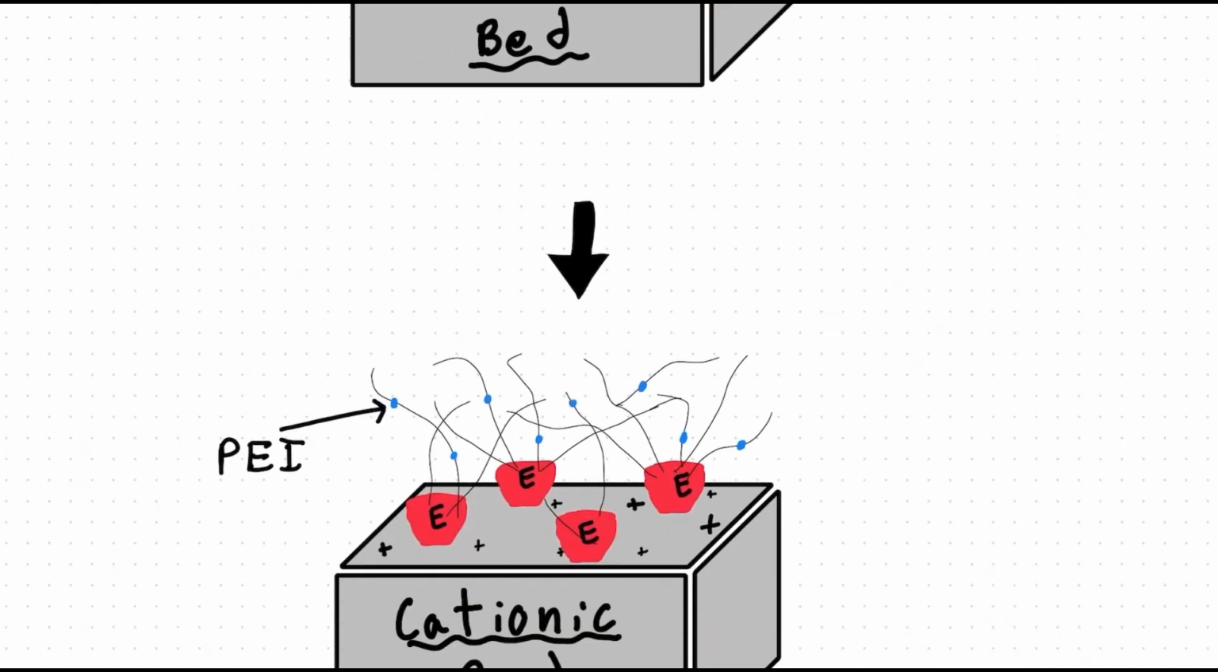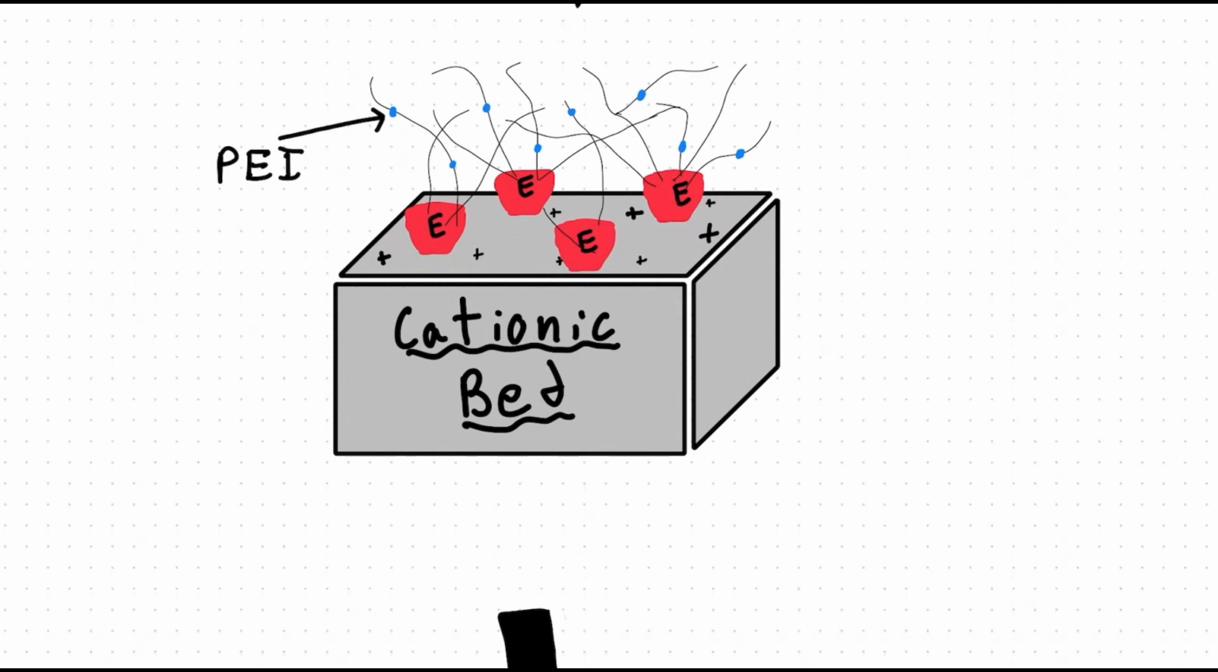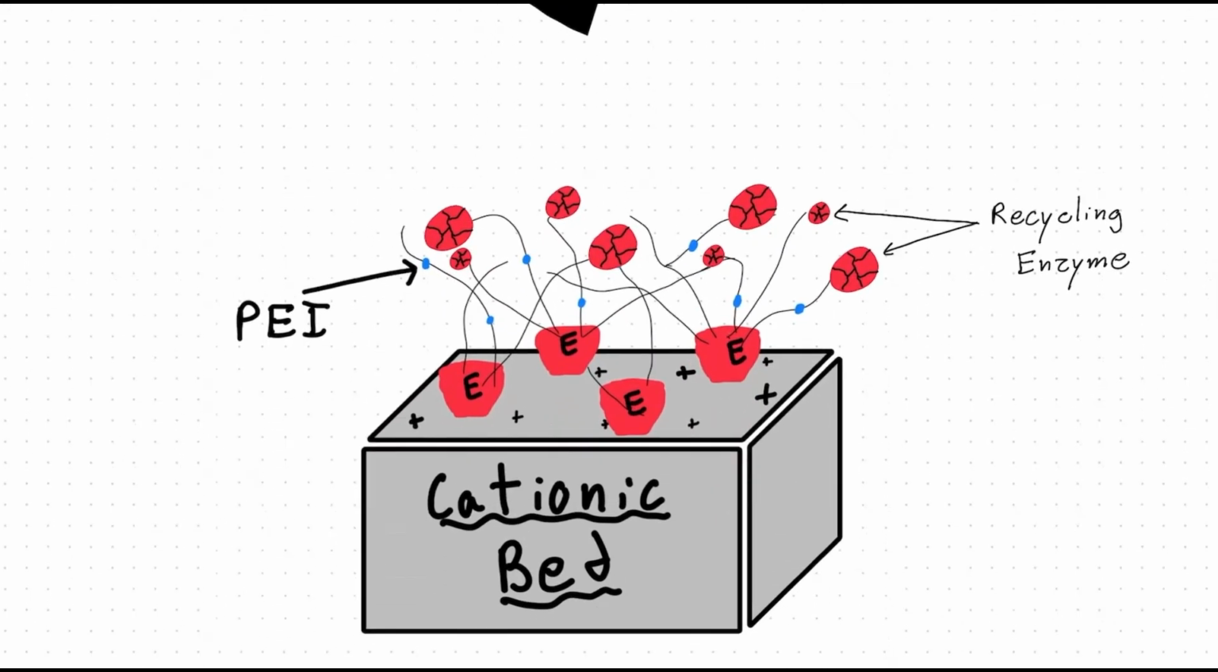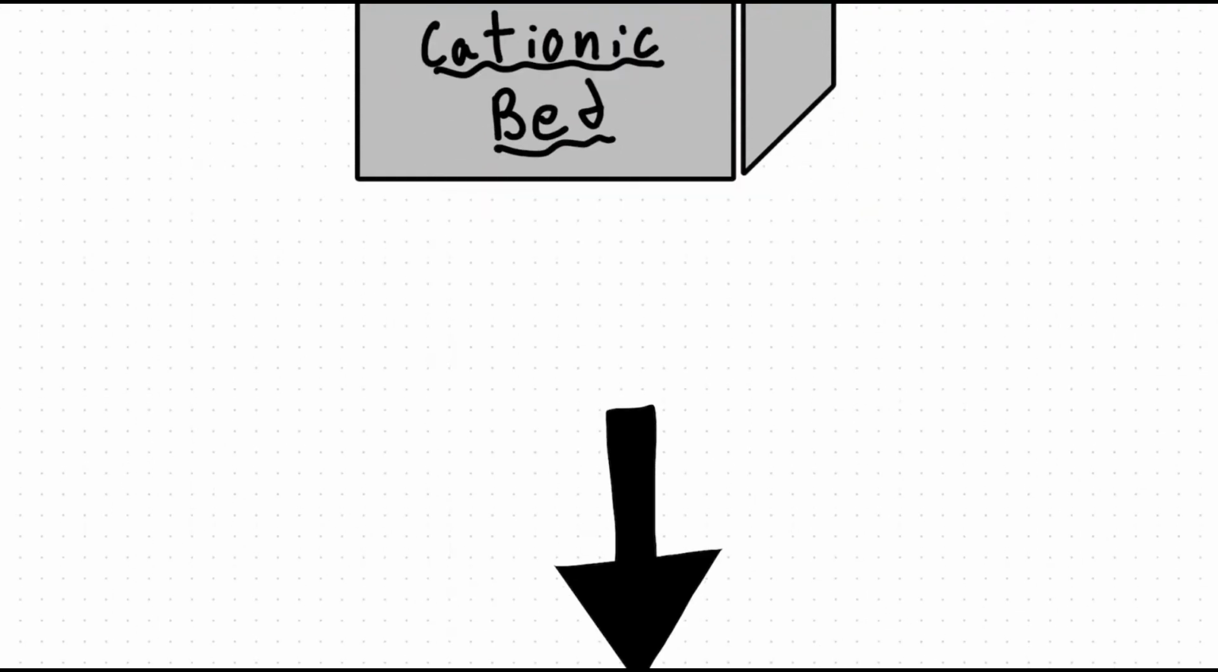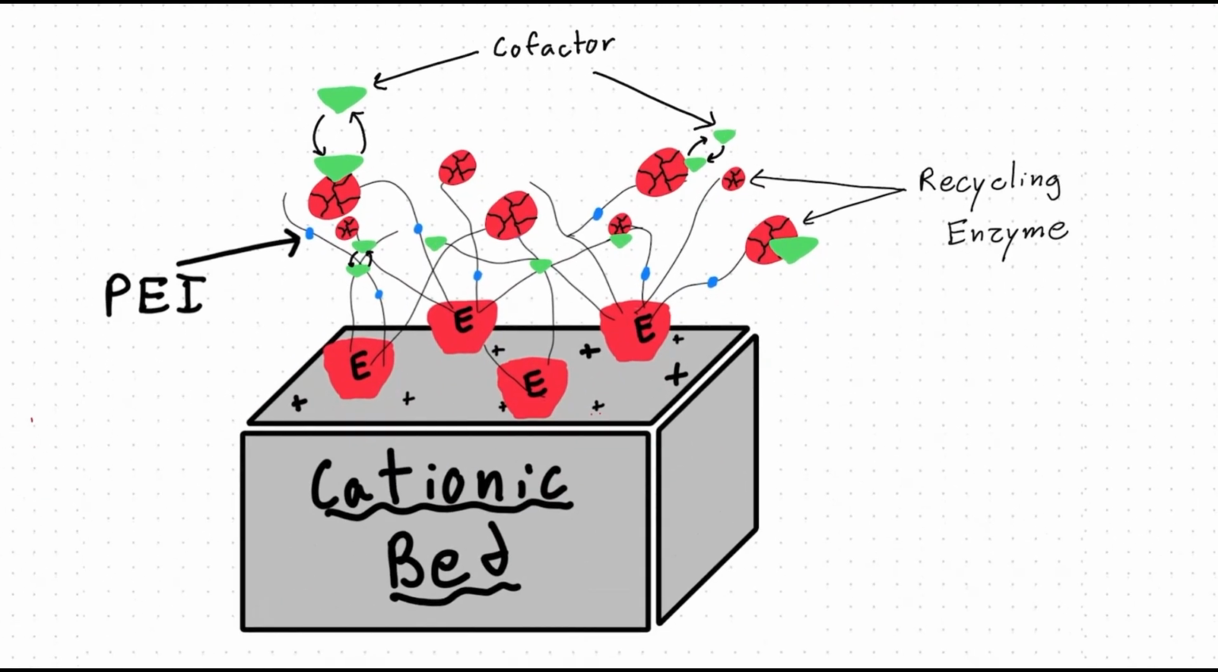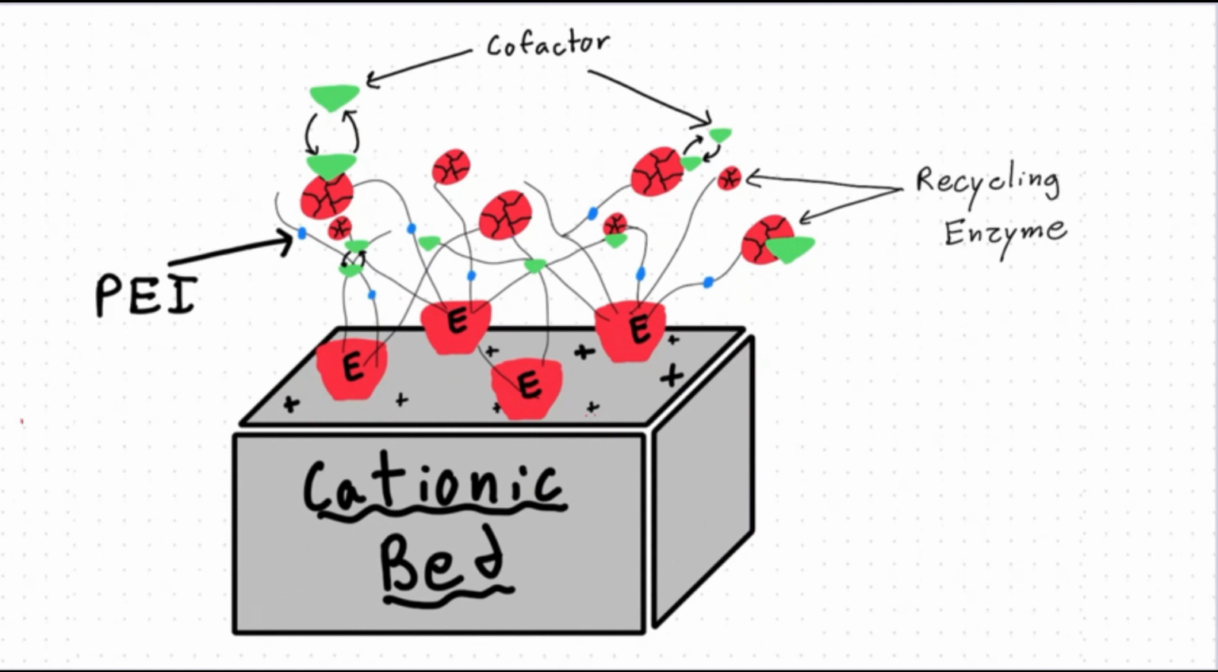Wrapping everything together, the main enzyme is immobilized onto the cationic bed. Then a polymer PEI is cross-linked to those surface polymers. The recycling enzyme is then able to be cross-linked onto the PEI, holding the surface enzymes and the recycling enzymes together. The cofactor is then able to be absorbed into the cationic bed, existing in equilibrium between the bed and the aqueous media. Bringing it all together, this method allows these cofactor-dependent reactions to be used on an industrial scale cheaper and more efficiently.